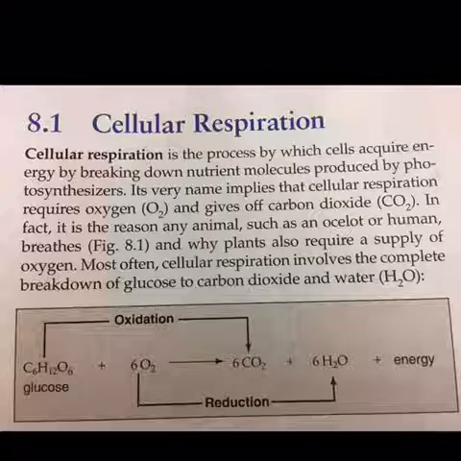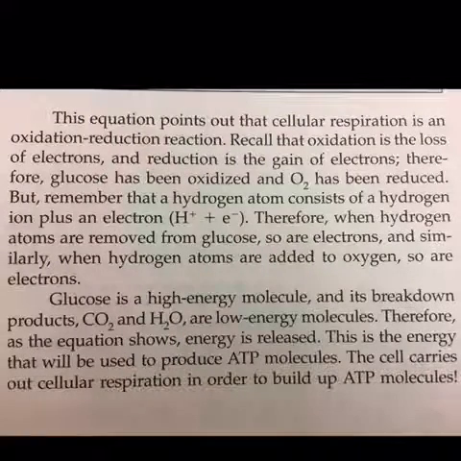So glucose plus oxygen yields carbon dioxide and water plus energy. This equation points out that cellular respiration is an oxidation-reduction reaction. Recall that oxidation is the loss of electrons and reduction is the gain of electrons. Therefore, glucose has been oxidized and oxygen has been reduced. But remember that a hydrogen atom consists of a hydrogen ion plus an electron. Therefore, when hydrogen atoms are removed from glucose, so are electrons. And similarly, when hydrogen atoms are added to oxygen, so are electrons.